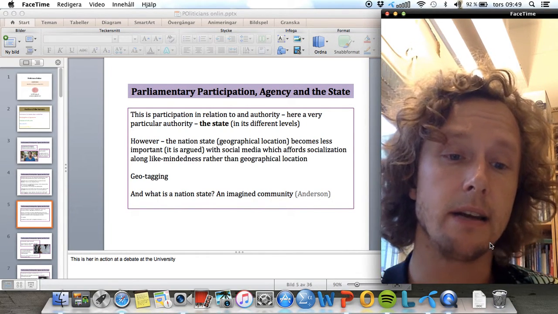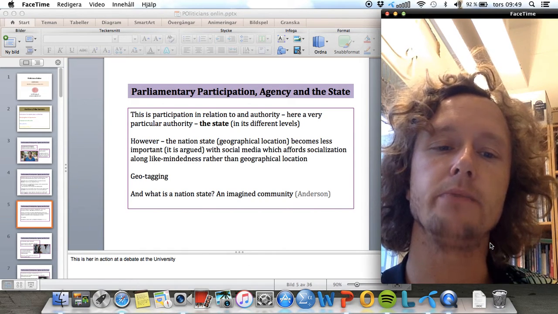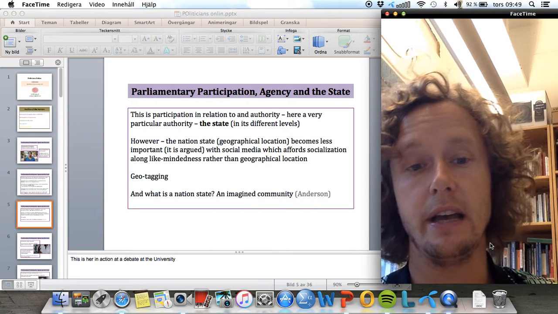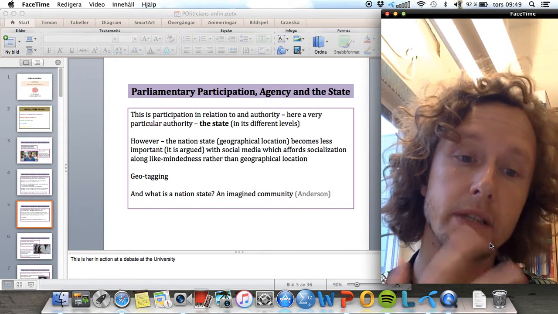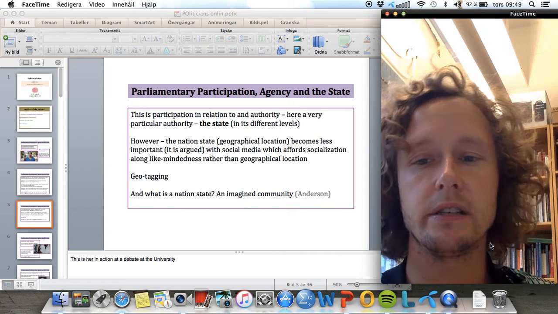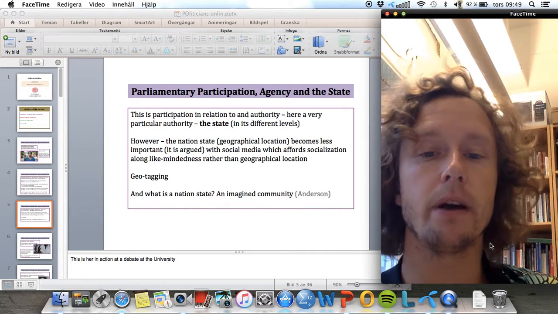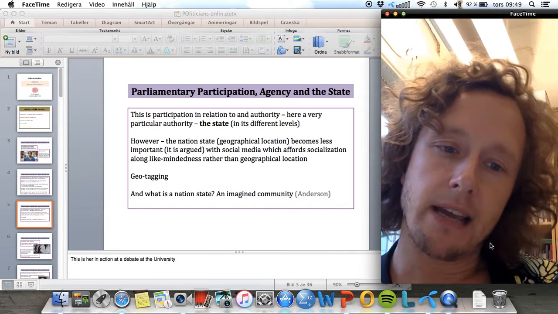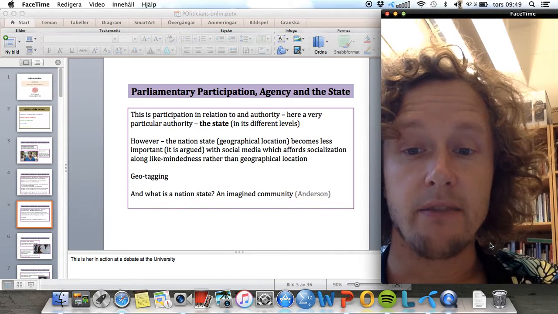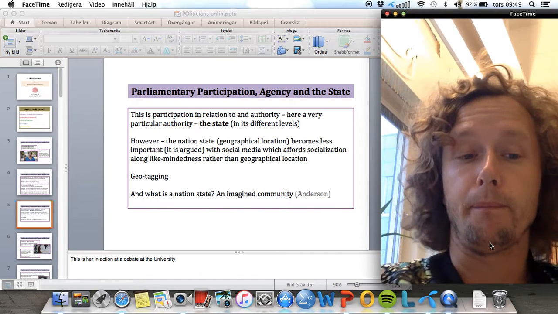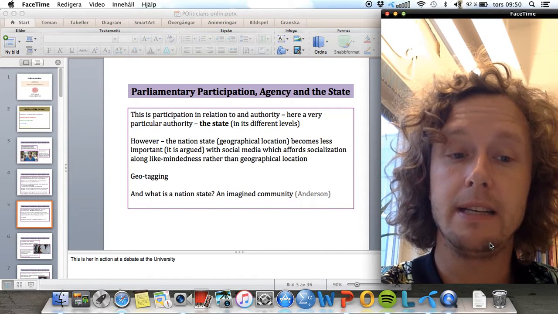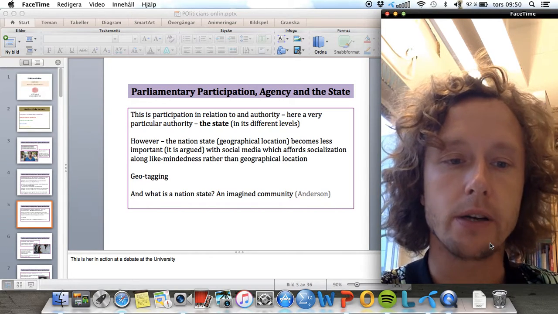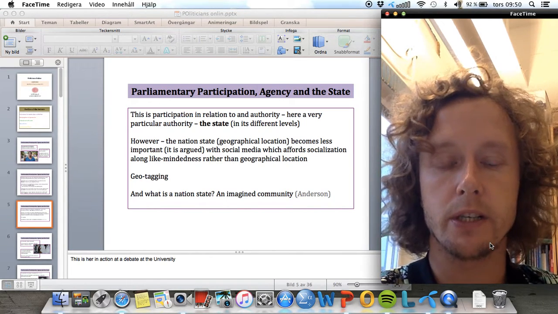With digital media and also in a globalized society, there have been claims that the state is not as important any longer, because social media, digital media affords socialization along like-mindedness rather than geographical location. Now, these claims need to be taken with a pinch of salt. We have geotagging, for example. Social media indeed affords us to tag ourselves geographically where we are. So location indeed is still very important.